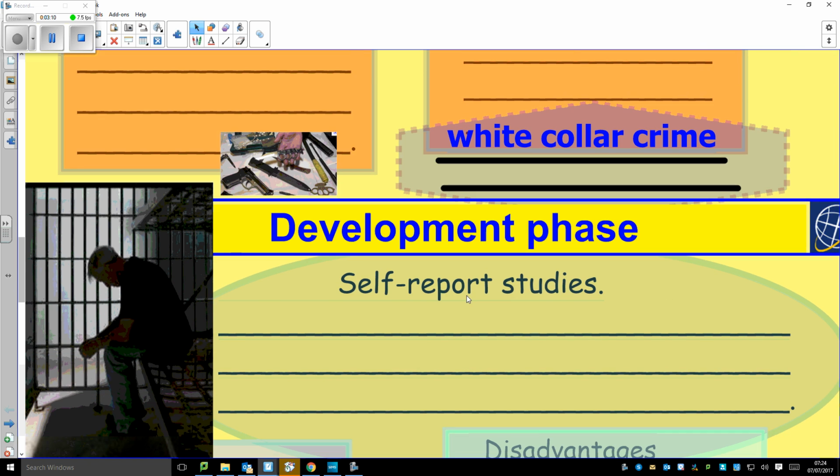You also have a method called a self-report study. You ask people, could you tell me all about the crimes you have committed? You normally do this in prison. People who are serving time in prison, you get their trust. It takes quite a while. It's not easy. You do it anonymously. Hey, look, can you tell me about all the crimes you've committed?